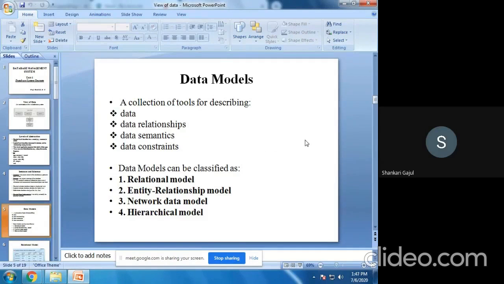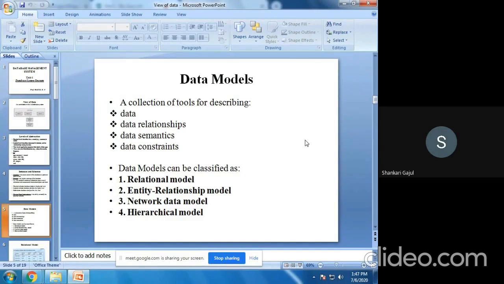Data models. From the DBMS, two concepts remain. What do we mean by data models and the overall structure of the data models? We will start from the data models. Basically, data models are related to the overall structure of the database.